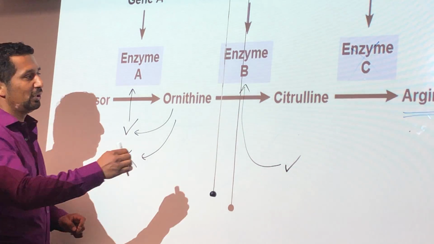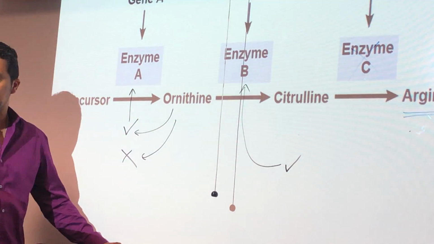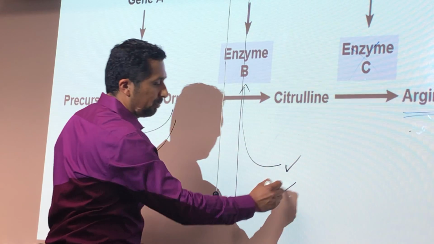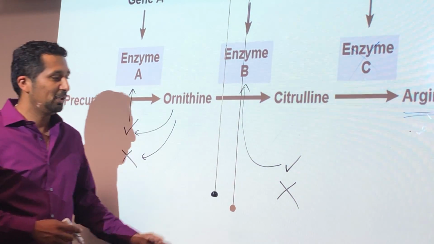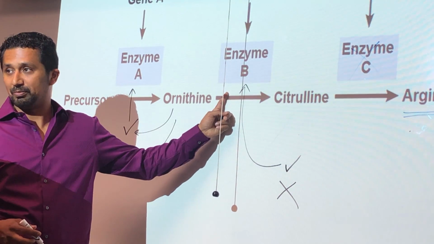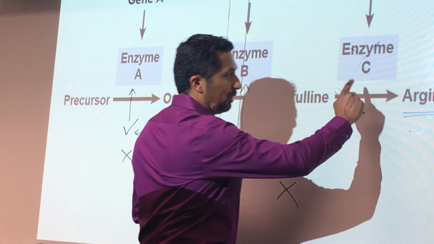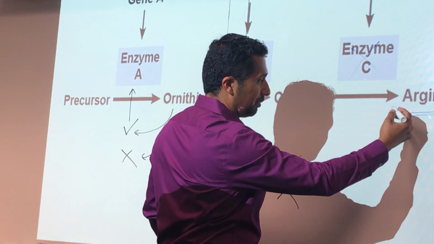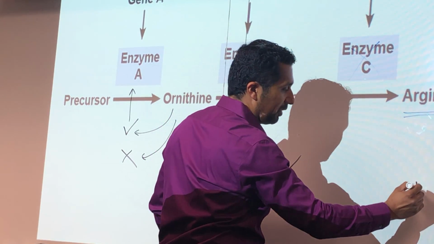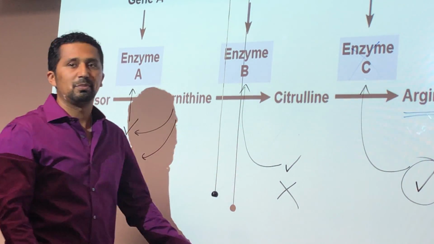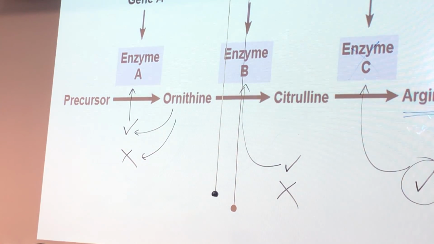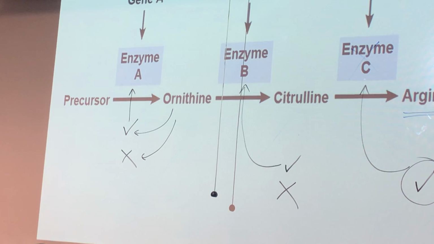Then it will tell you that it's enzyme B, the one that is not working. If you add citrulline, but it doesn't grow, then you know that this one is not the problem. So then if you add arginine, right, and it grows, that tells you that it's enzyme C, the one that is faulty. Okay? Does that make sense?